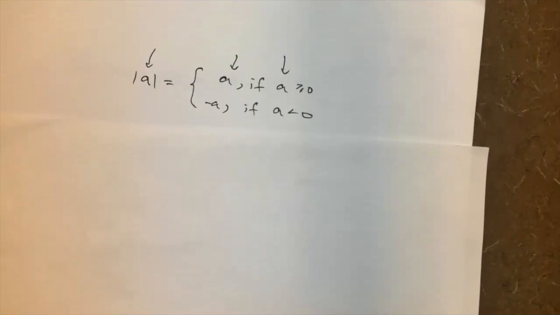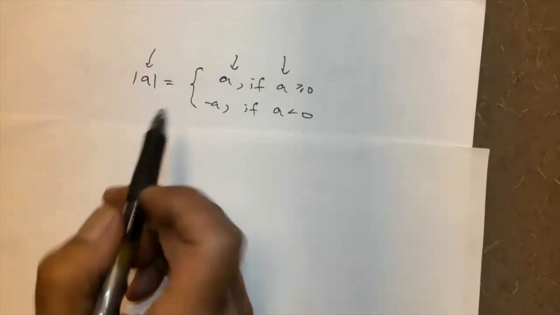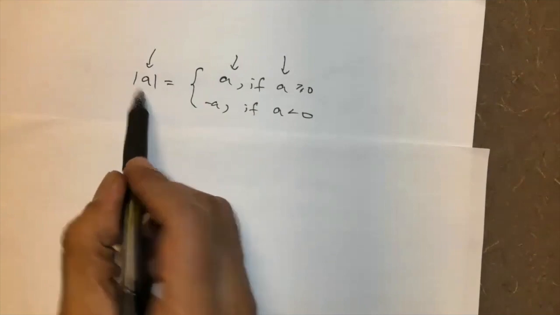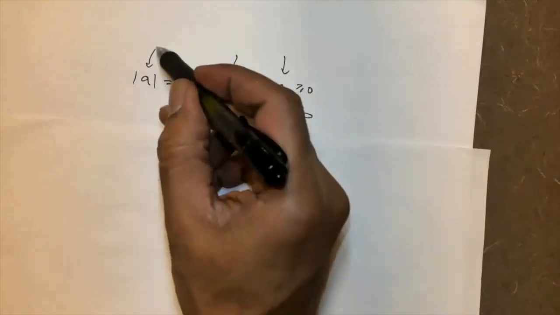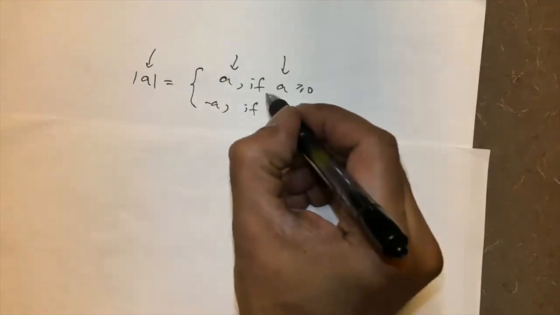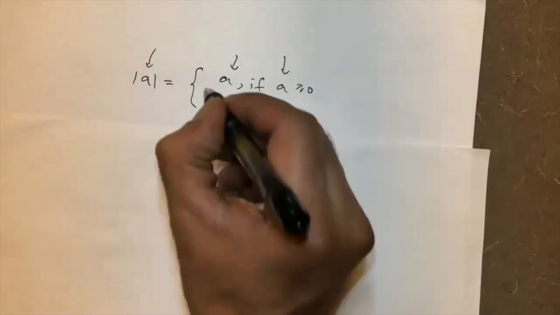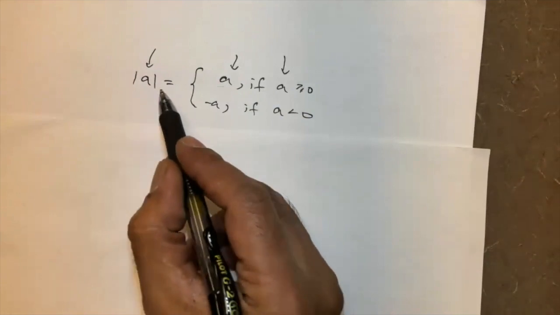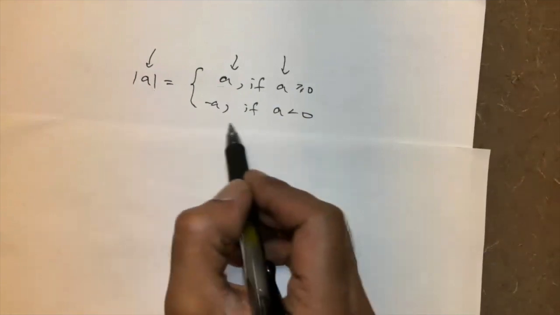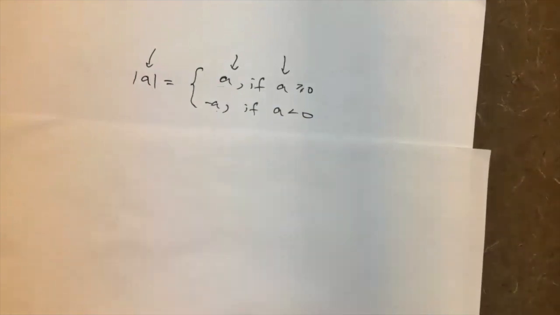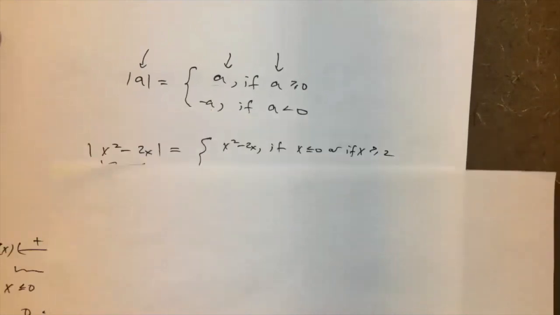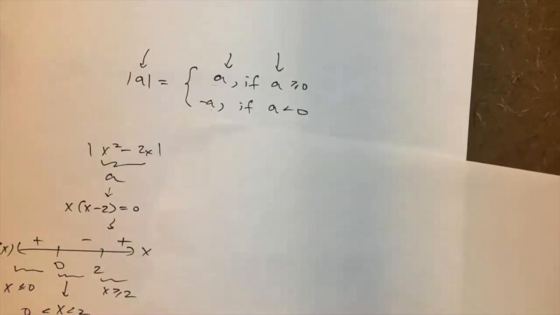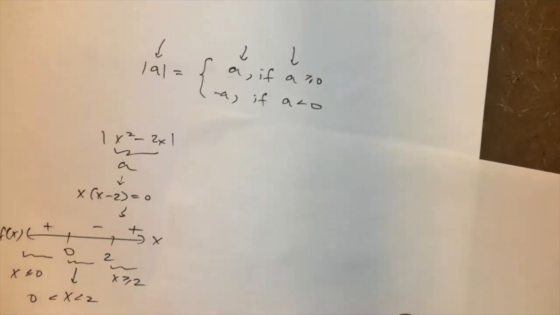So here's how I think of the absolute value, right? The absolute value of A, if A is positive, if A is greater than or equal to 0, you just return the same expression. The absolute value of A, if A is negative, you return A but put a minus sign in front of it. In this case, the function we're looking at is x squared minus 2x.